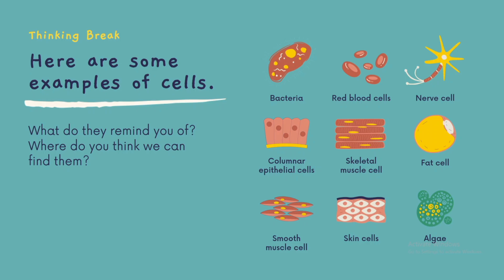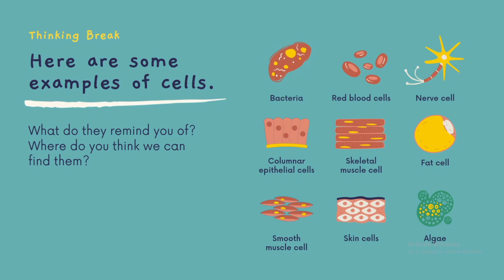Number 6. Fat cells or adipocytes. Fat cells are found in adipose tissue, which is distributed throughout the body, especially beneath the skin, subcutaneous fat, and around internal organs, visceral fat. They store excess energy in the form of triglycerides and play a role in metabolism, insulation, and hormone regulation.